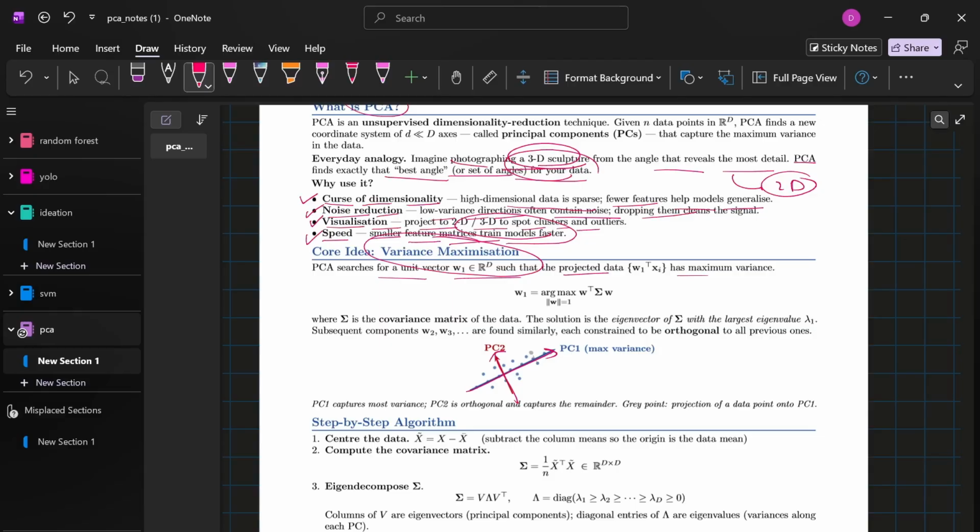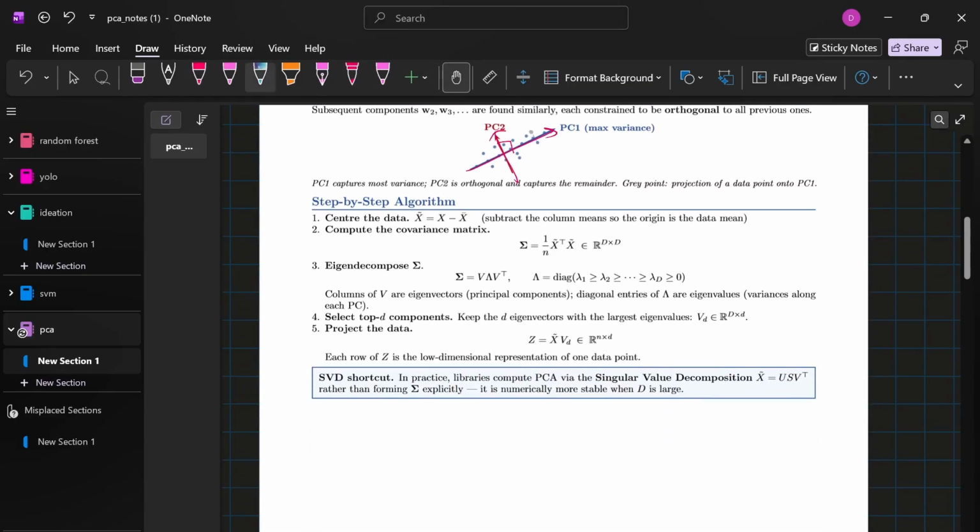Now let me walk through the actual steps of PCA. First one is center your data. Subtract the mean from every feature of your data to balance it out to 0. Second, compute the covariance matrix. This tells how your features are related to each other.